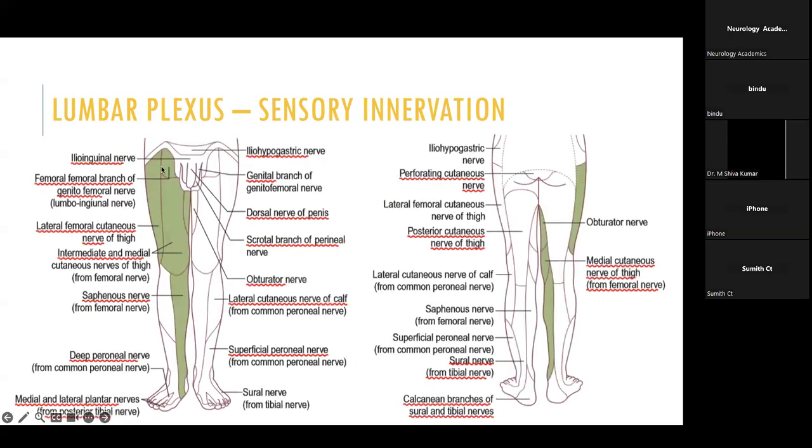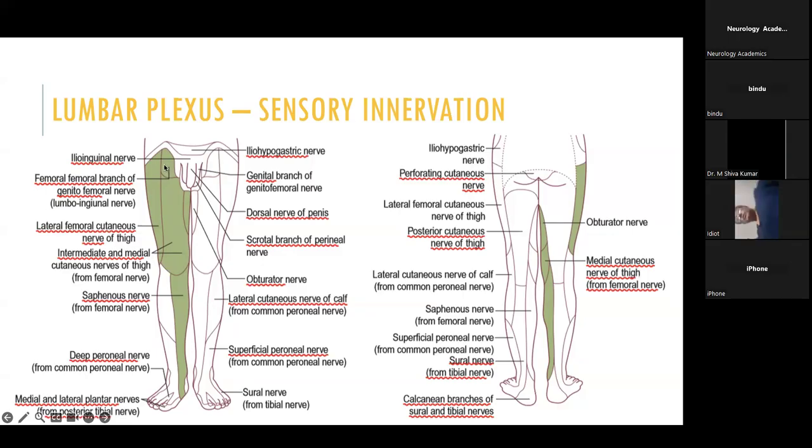Here we can see the lateral femoral cutaneous nerve of thigh supplying the anterolateral part of the thigh. Here in this image, you can see the sensory supply of the upper lumbar plexus. This area of skin, the anterior part of the thigh, is supplied by the femoral nerve via its branches, the intermediate and medial cutaneous nerve of thigh.